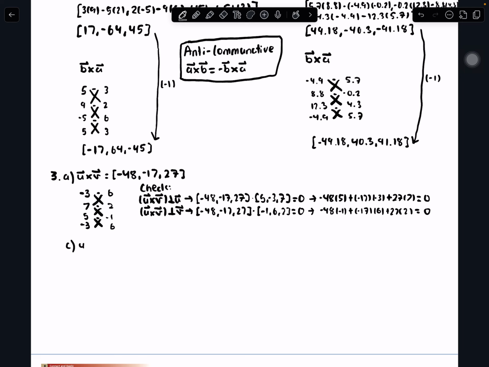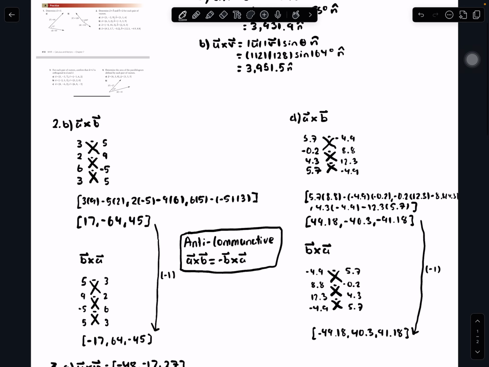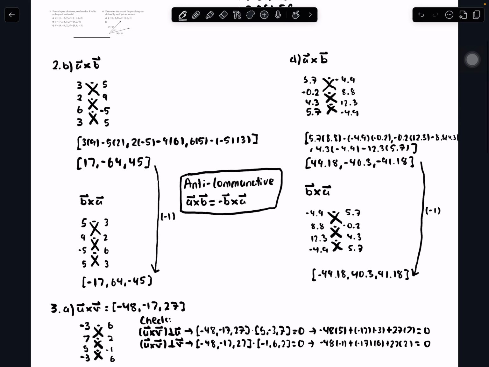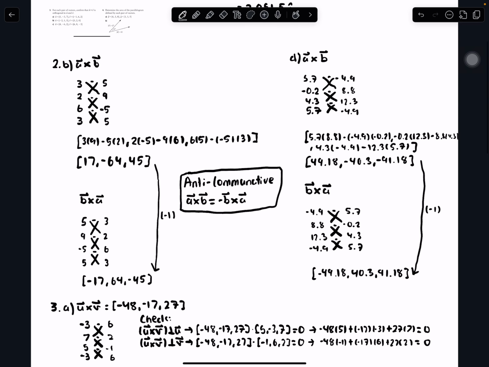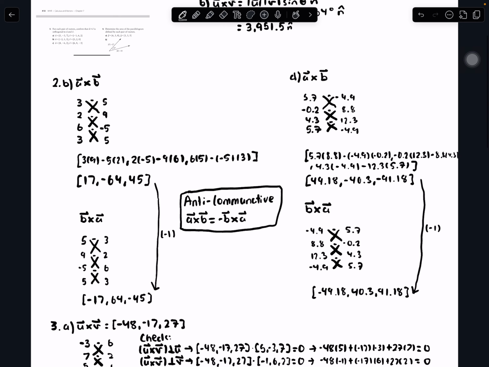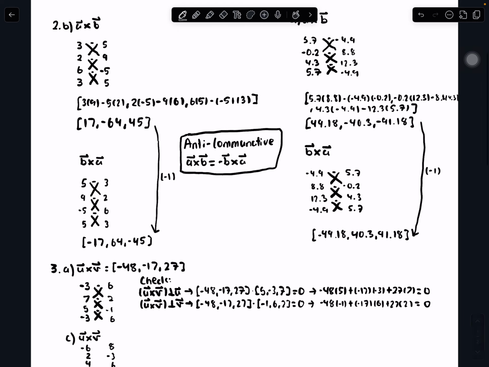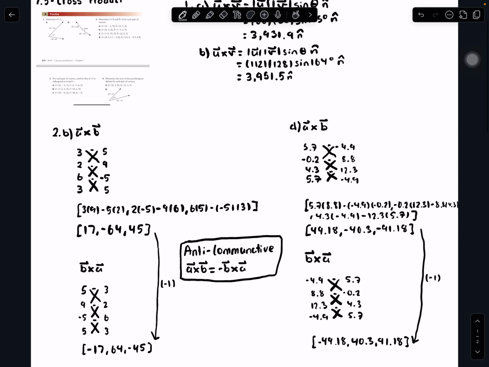C. U cross V. Okay, U cross V here. So we have negative 6, 2, 4, negative 6. And then 8, negative 3, 6, and then 8 again.